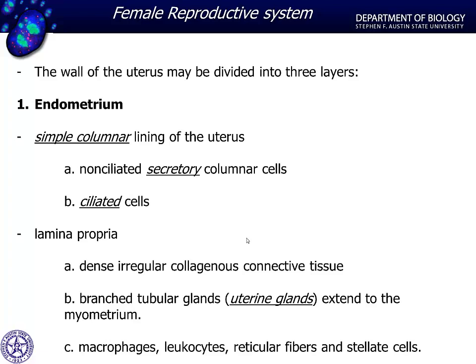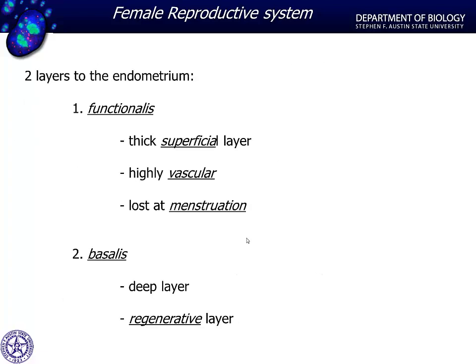As you can imagine, having a connection with the vaginal canal and the environment, we're going to have a lot of macrophages, leukocytes, reticular fiber stellate cells, these antigen-presenting cells, and these immune system cells are going to be present in the endometrium to protect it from any foreign pathogen.